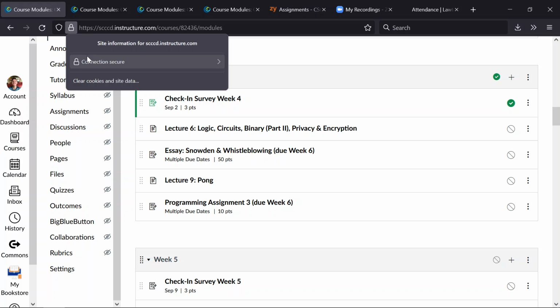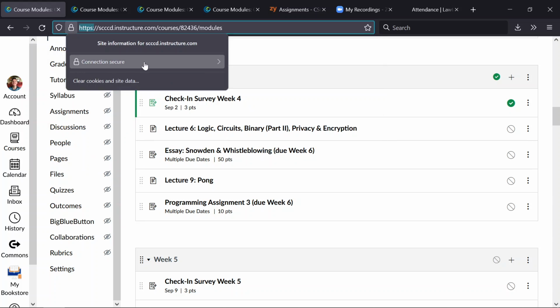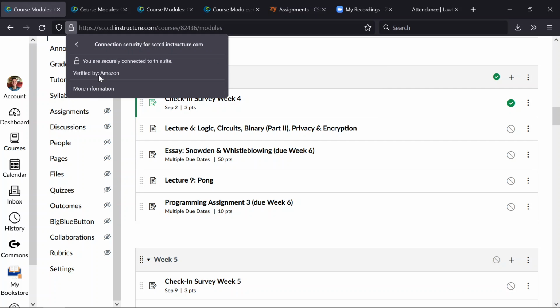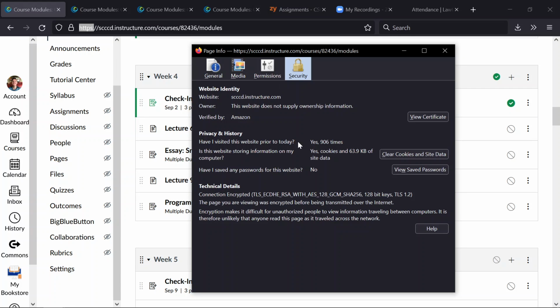And every website, Canvas, for example, this class website, is always HTTPS, right? That is secure HTTP. You can click on the little lock and it says connection secure, and here's why. You are securely connected to the site, verified by Amazon. Interesting. More information. So the connection is encrypted with this very fancy kind of encryption. And you can look more into that.